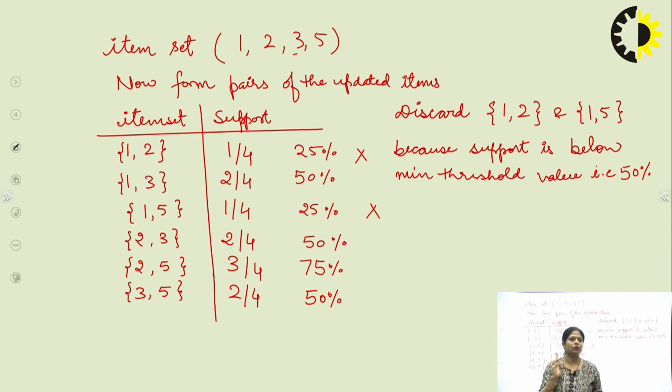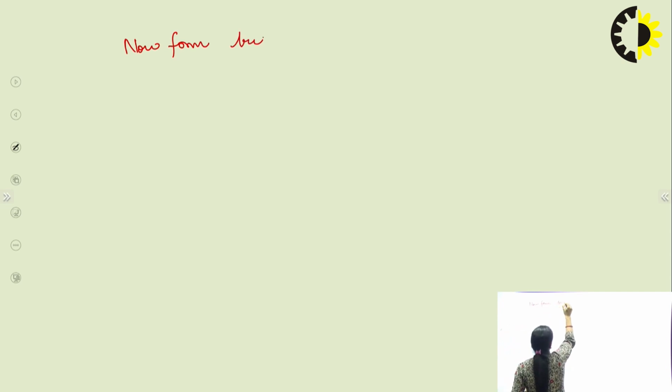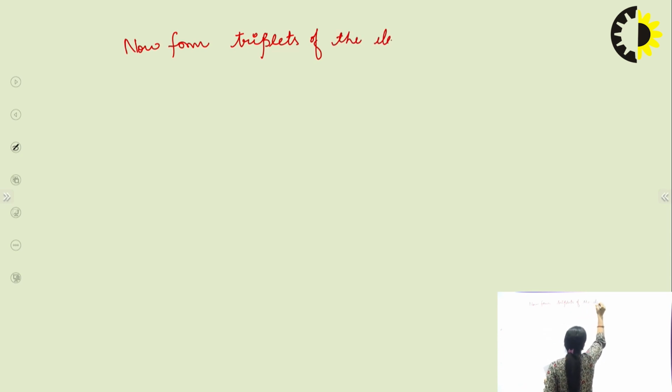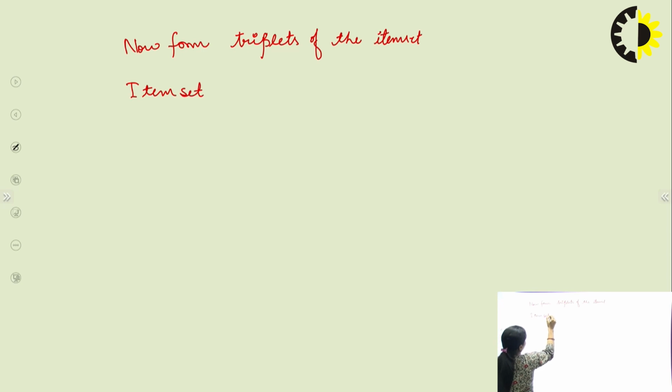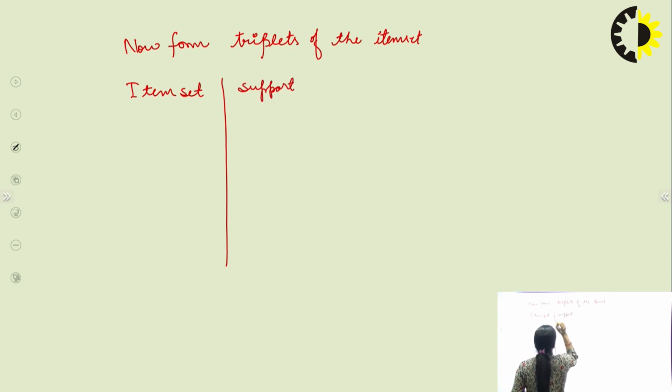Now we have checked for the pairs. Now we need to form triplets. Triplets, that means in the combination of 3 data items, right? Okay, let me change. Now form triplets of the item set, right? Again, in the same manner, item set and support.